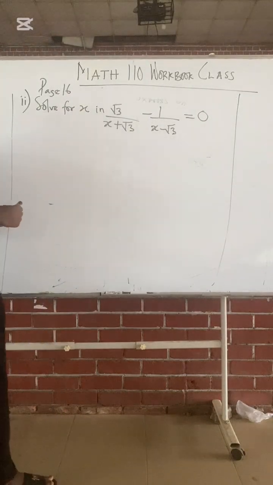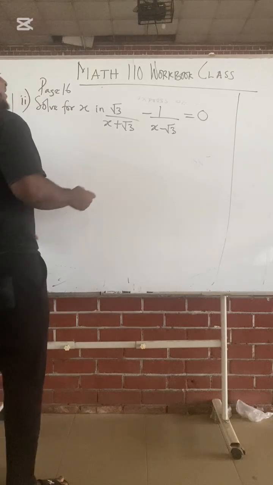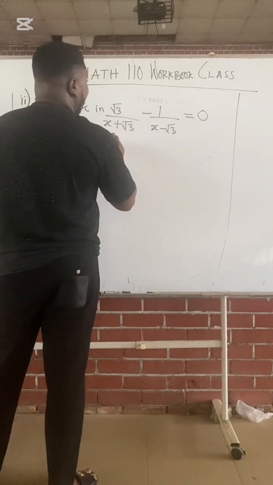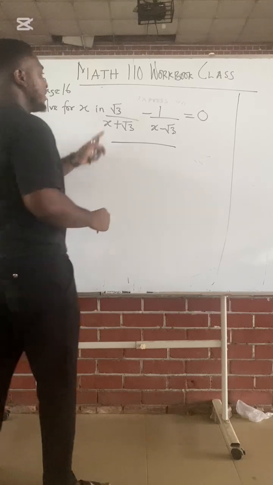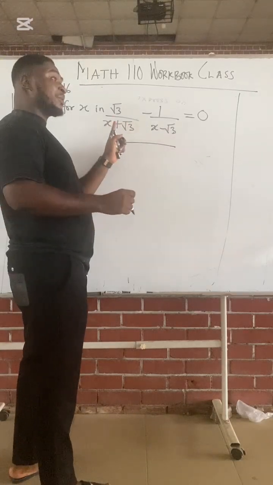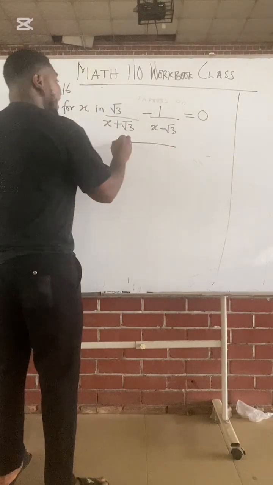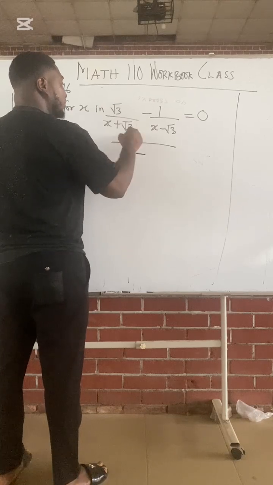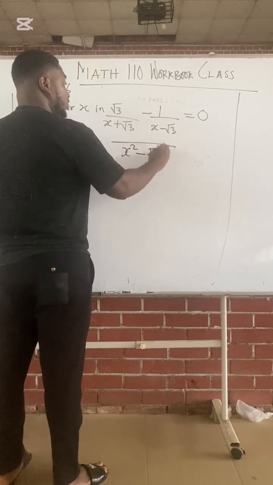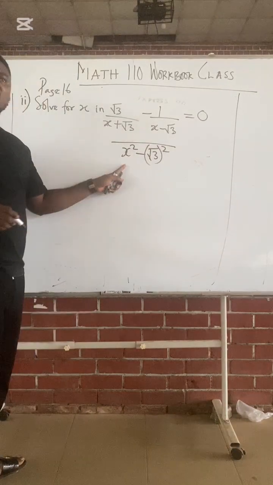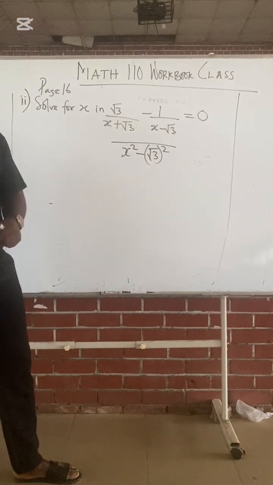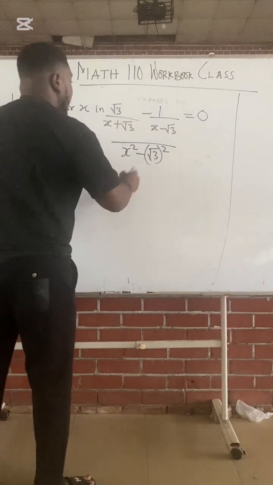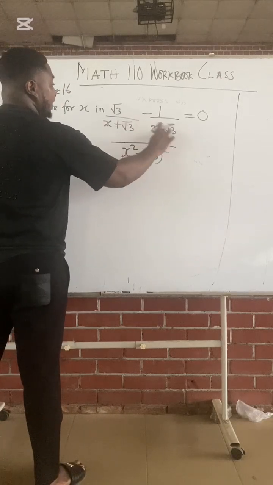Let's go now, class. Solve for x. What's the first thing that comes to mind, class, is to find the LCM, right? Yes. Is this a difference of 2 squares? Yes. For x and root 3, the difference between them is plus and minus. So you say x squared minus root 3 squared.